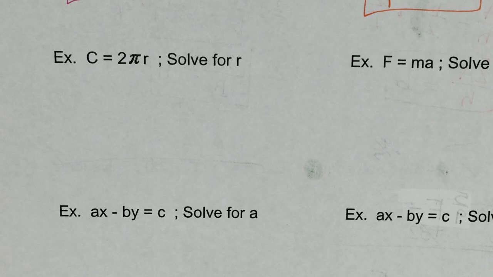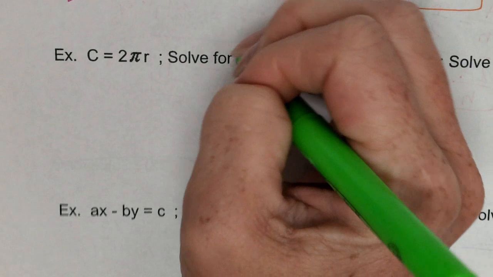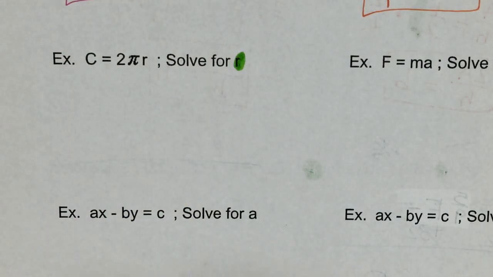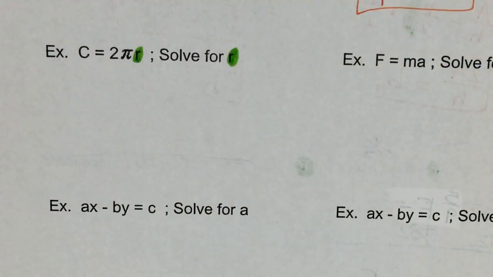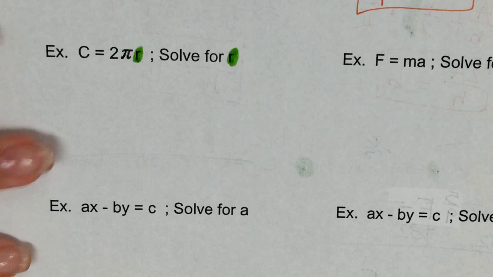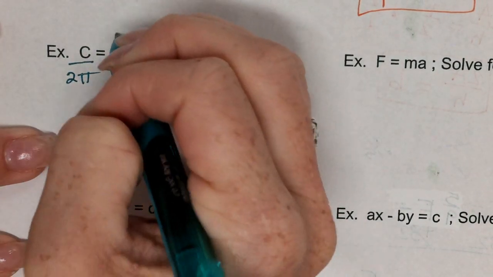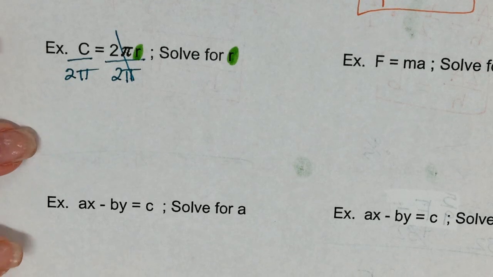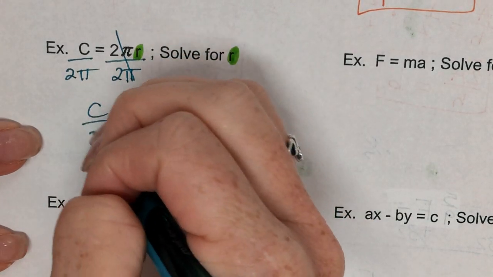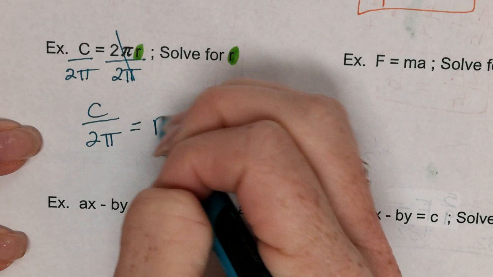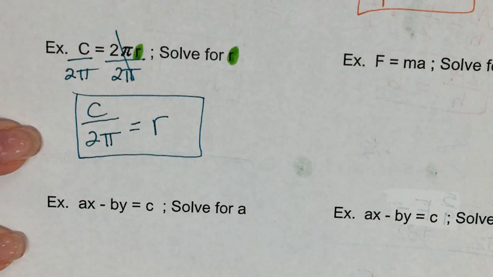Circumference of a circle is equal to 2 pi r. They want you to solve for r. Is it one term, all being multiplied together? So that means you can get rid of it all at once by dividing. So what do I need to divide by? 2 pi. So I have circumference divided by 2 pi is equal to r, which is the radius.